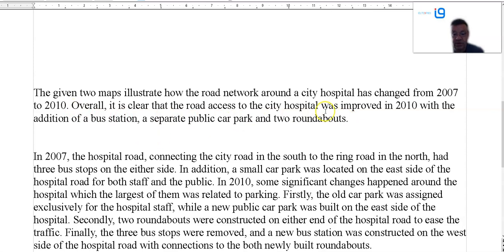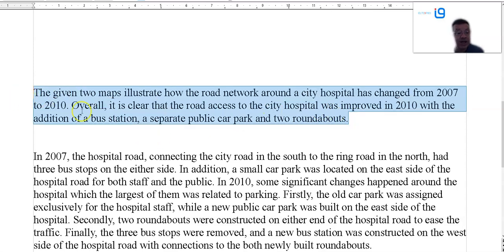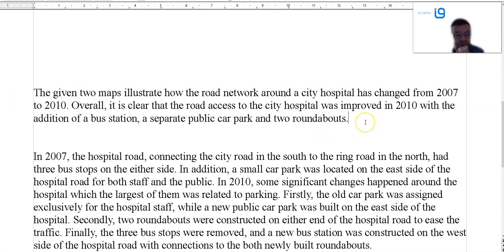The bus station. Now, this is more like it, right? The given 2 maps illustrate how the road network of a hospital has changed from 2007 to 2010, or simply changed. Now, this is what I was talking about using the present perfect. We can't really use "has changed" because we're not connecting past and present. Both 2007 and 2010 are clearly, firmly in the past.